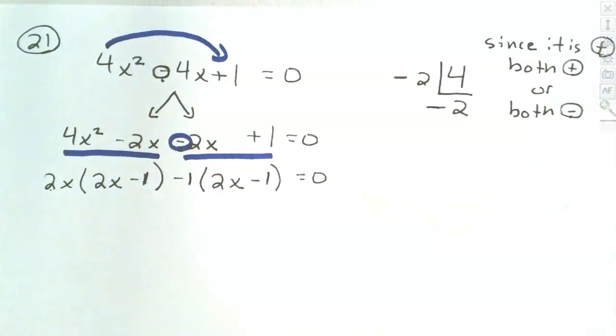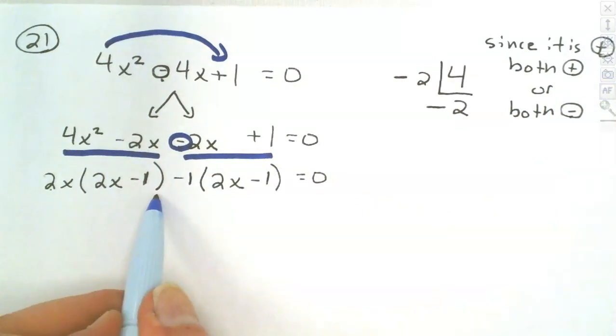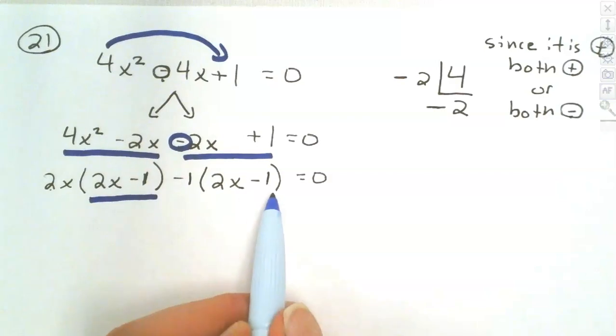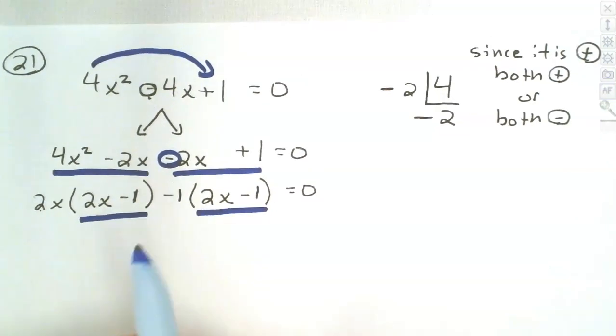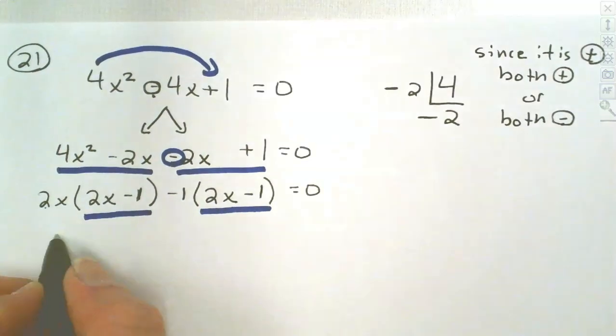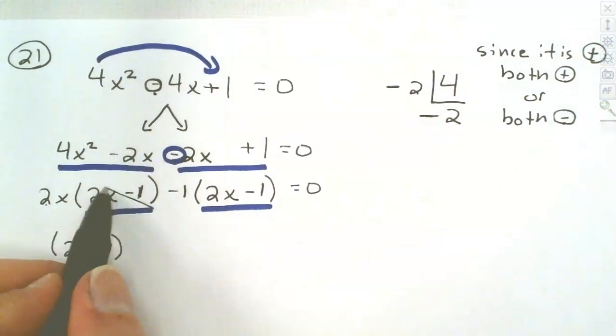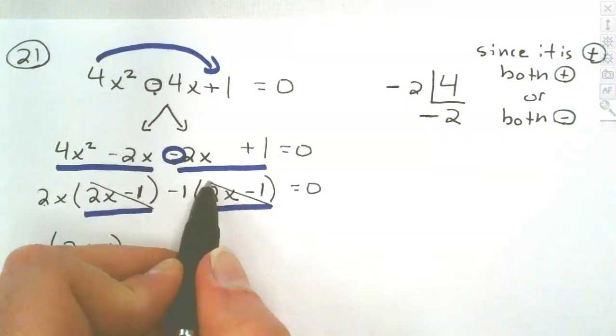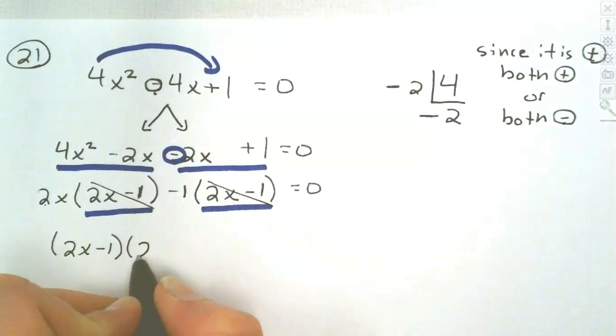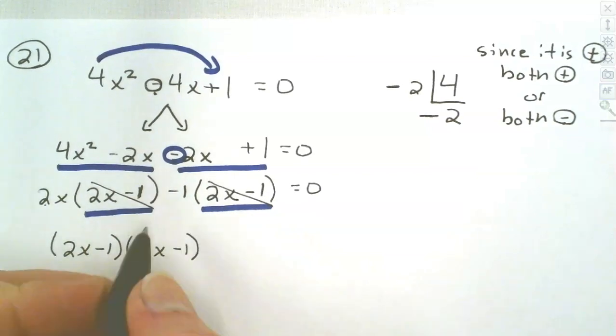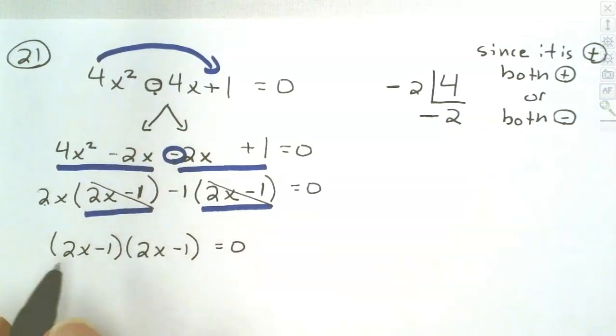Are my parentheses the same? Yes, if they're not the same, you made a mistake. So these are the same. So then a 2x minus 1 comes out, gone and gone. And what's left over? 2x minus 1. Now, what do you notice about these?